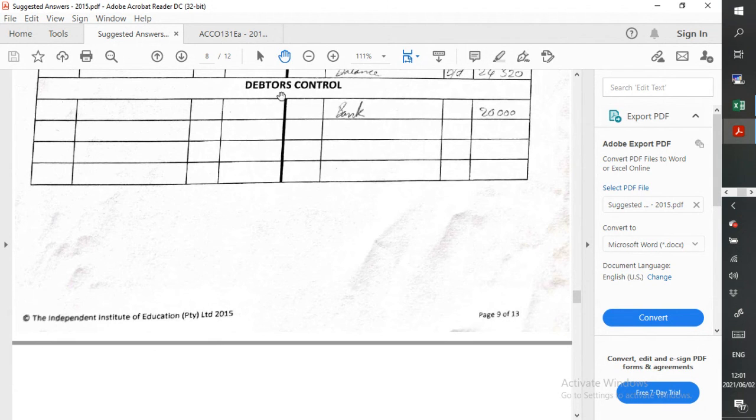Okay, so how is that then going to impact our debtors control account? Is it going to increase or decrease our debtors control account? Now, if we're receiving money from our debtors, that means that it's going to decrease our debtors control. We know that the debtors control increases on the debit side and decreases on the credit side. So that 20,000 we're going to post on the credit side, because our debtors control is actually decreasing by 20,000.